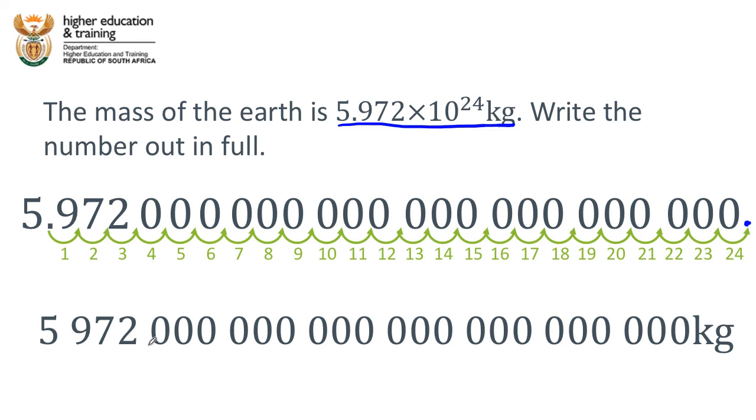This is now what the number originally was. 5,972. So that's that bit. How do we read the rest of the number? Well, we can group this in three. That is trillion, and then maybe do million. I got that all wrong. 5,972 billion, million, million. That's how heavy the Earth is.